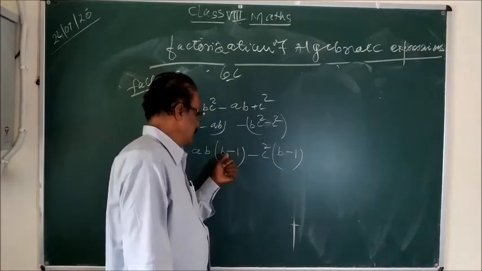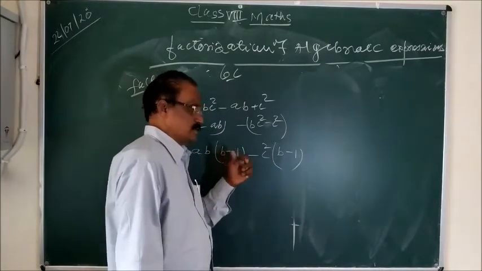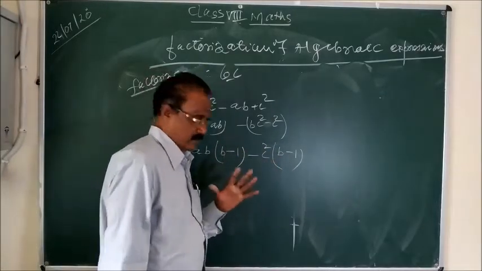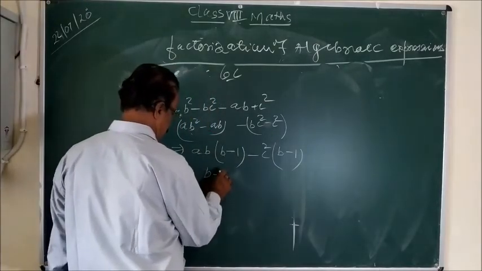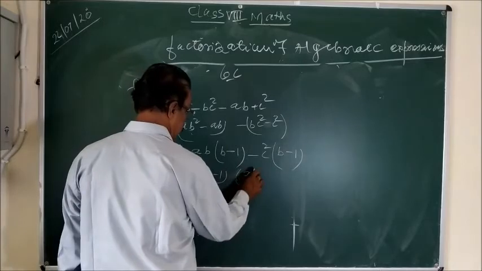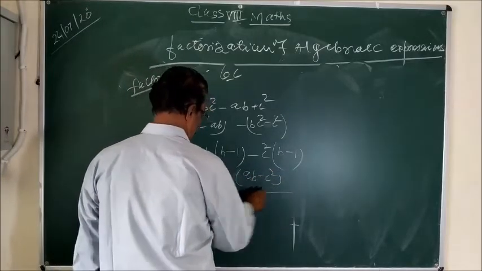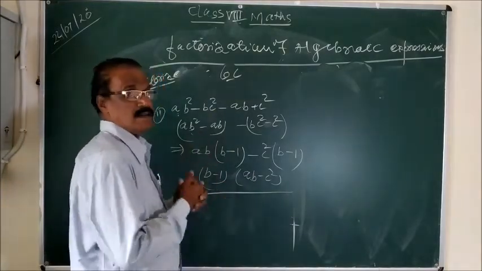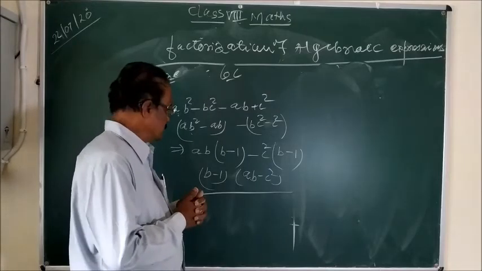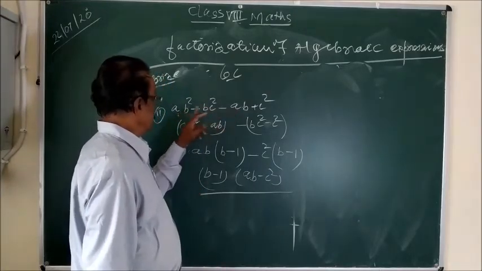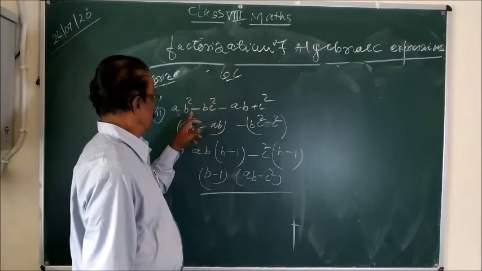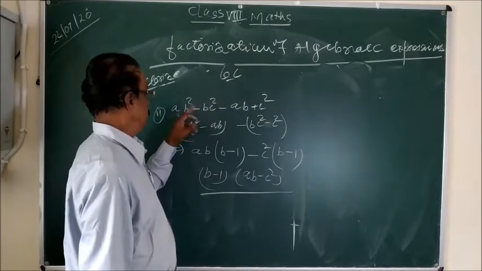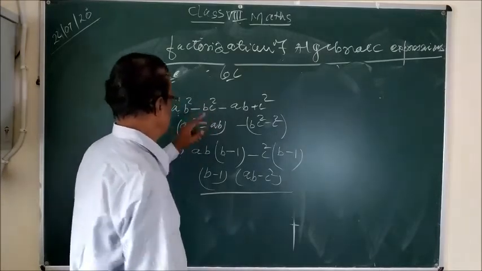One important thing here: these two terms should be the same, otherwise you are wrong. So now B minus 1 is common, and the other factor is AB minus C square. So this is the factorization by grouping them in suitable terms. Now you can see, if you take these two, here is common, B is common, so you can make the groups this way as well.